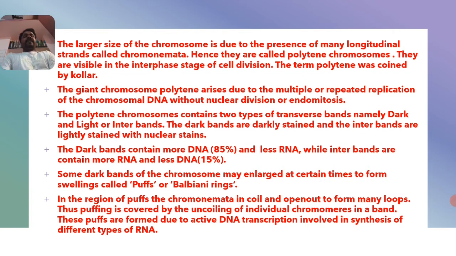See, the term polytene was first coined by a person called Collar. His name is Collar. The giant chromosome like polytene arises due to the multiple or repeated replication of the chromosomal DNA without nuclear division. There is no nuclear division.